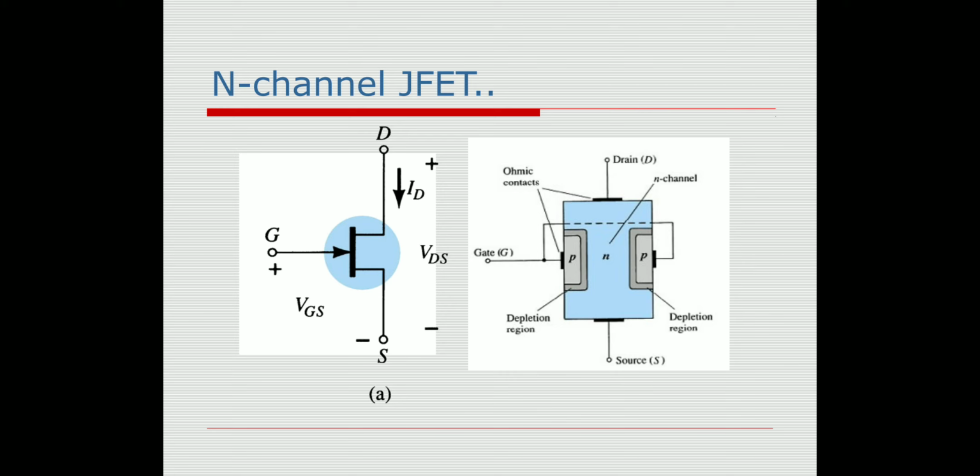So the drain voltage is positive with respect to source. So conventional current flows from drain to source.